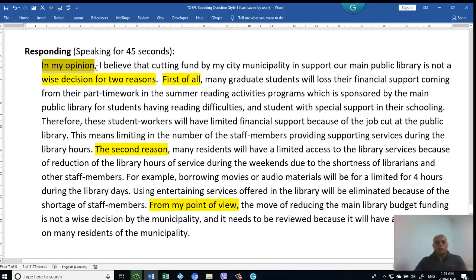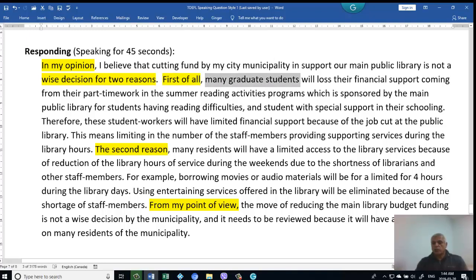In my opinion, I believe that cutting funds by my city municipality in support of our main public library is not a wise decision, for two reasons. First of all, that's the first reason.